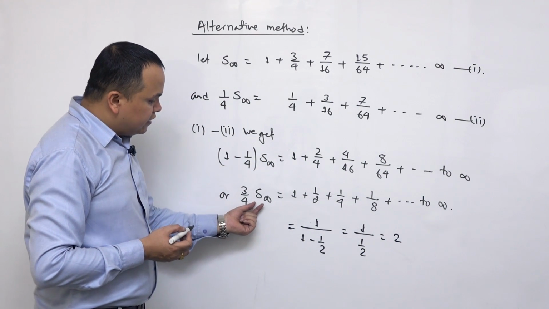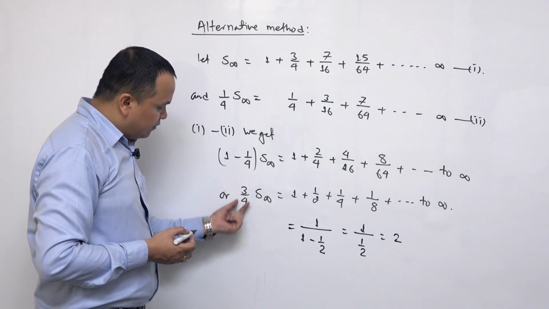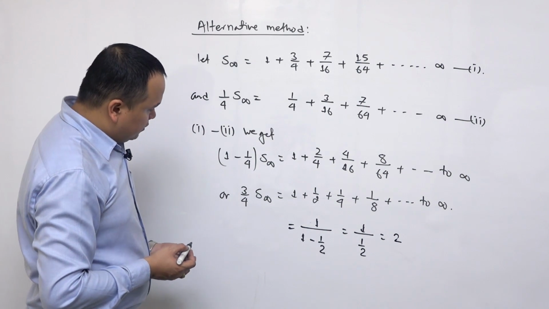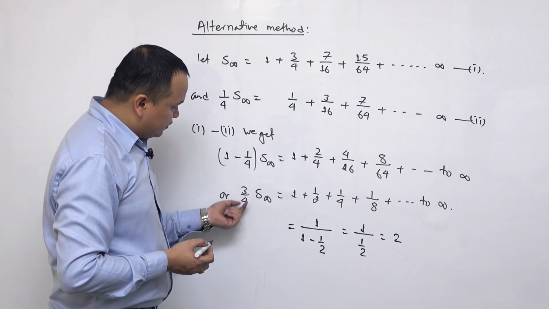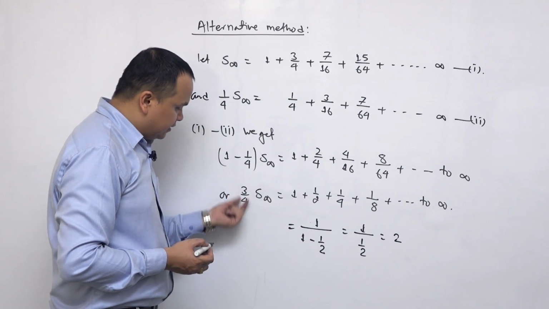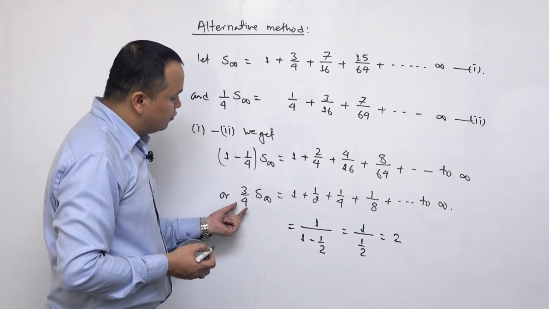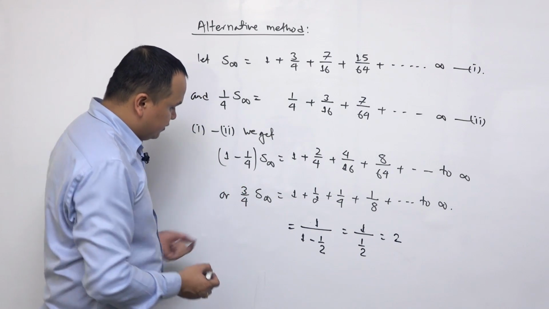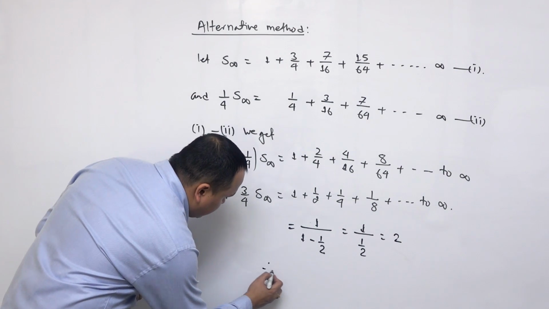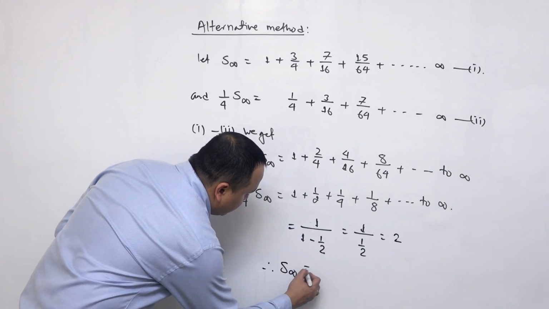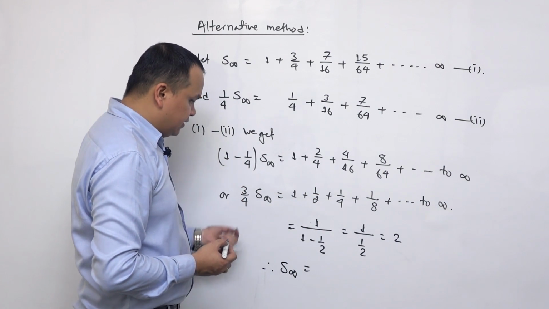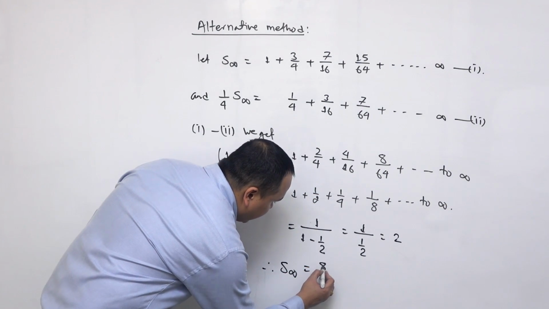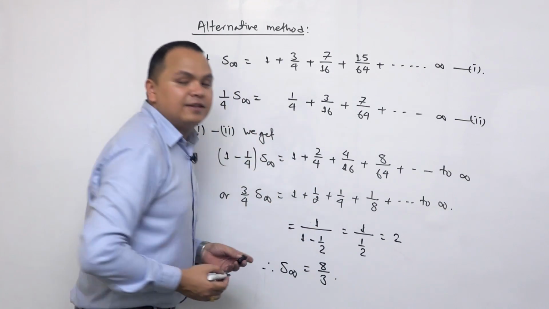Here the coefficient of S infinity is 3 by 4. Now multiplying both sides by 4 upon 3, its reciprocal, 3 upon 4 into 4 upon 3 is just 1, so S infinity, and the right hand side becomes 2 into 4 by 3, which is 8 by 3, which is the answer.